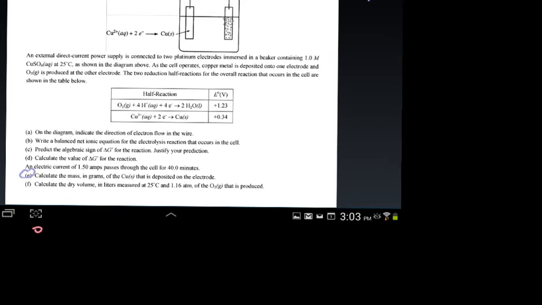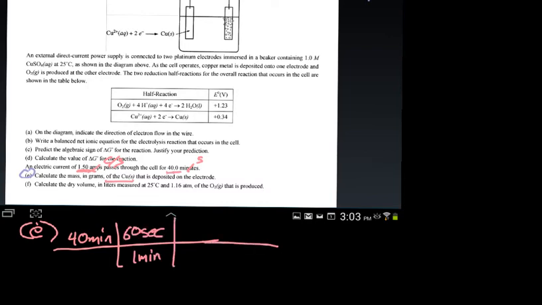And that should be my answer. Alright, we're down to E. E, they want us to calculate the amount of copper that gets deposited on the electrode if you have this many amps and that many minutes. Remember, minutes we need to change to seconds, and amps is coulombs per second. And this is a classic deposition question. We always start with time. So we have 40 minutes. We convert minutes to seconds.